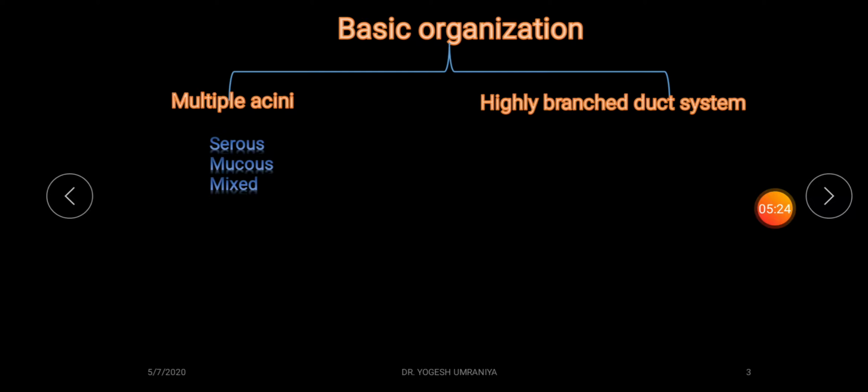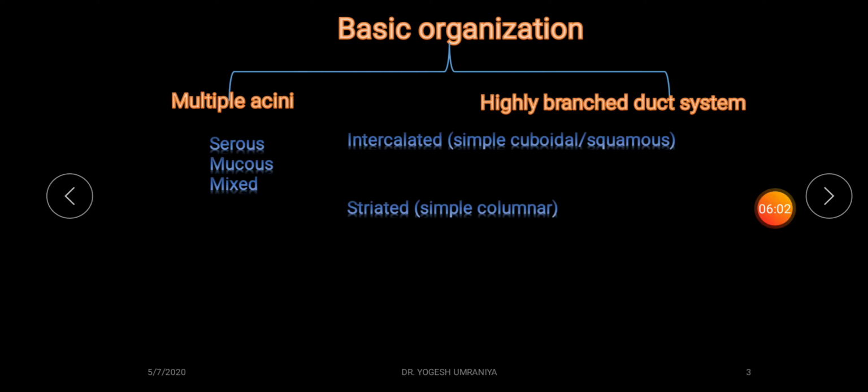Now, the duct system. The secretion produced by the acini is collected within the lumen of the acini, and from that lumen it should be carried to the particular site. So, for that carrier mechanism we have the duct system. The first duct, nearest to the acini, is termed the intercalated duct, and the epithelium of this duct has simple cuboidal or squamous type of cells in its wall.